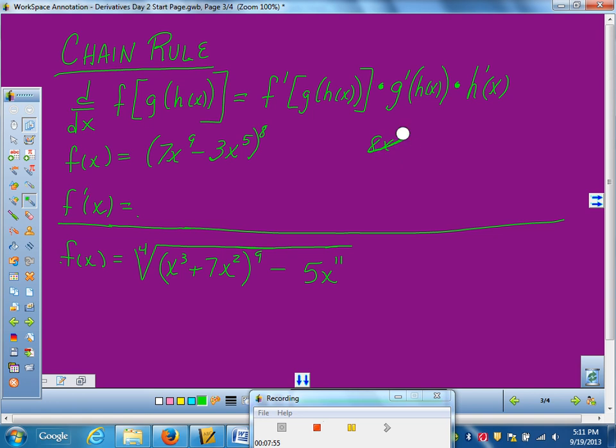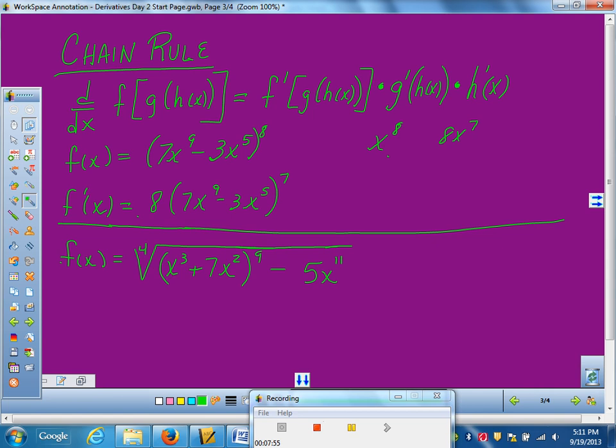Actually, I said that wrong. If you had just x to the eighth, you would have gotten 8x to the seventh. So we're doing the same thing, except when we put our 8 out front, we have a whole quantity that's still sitting on the inside to the seventh. Don't change the inside. Whatever you do on chain rule, never change the inside.